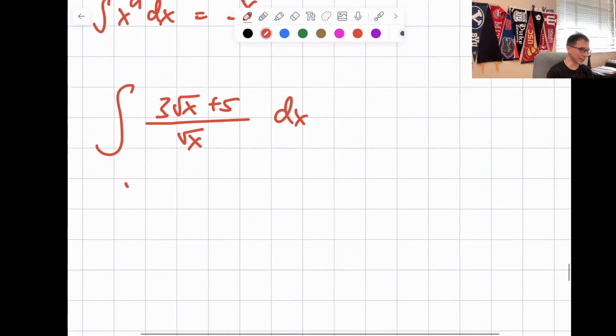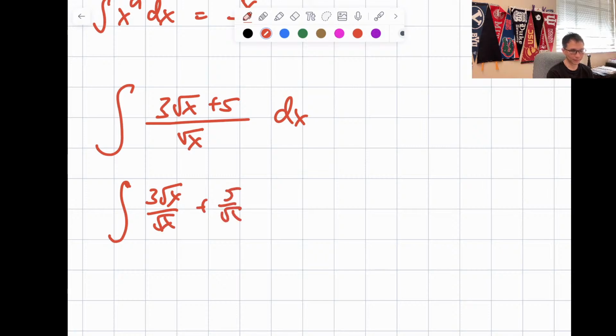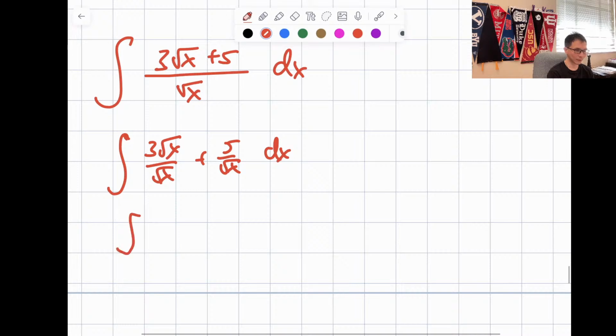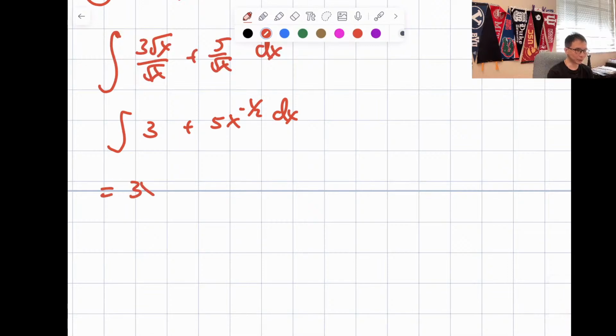So it turns out all the basic math still applies. I haven't taken integration yet. But this should give you 3x plus 5 times what? X to the 1/2 over what? 1/2 is 2, right? And then plus c, so it'll be 3x plus 10 root x plus c.